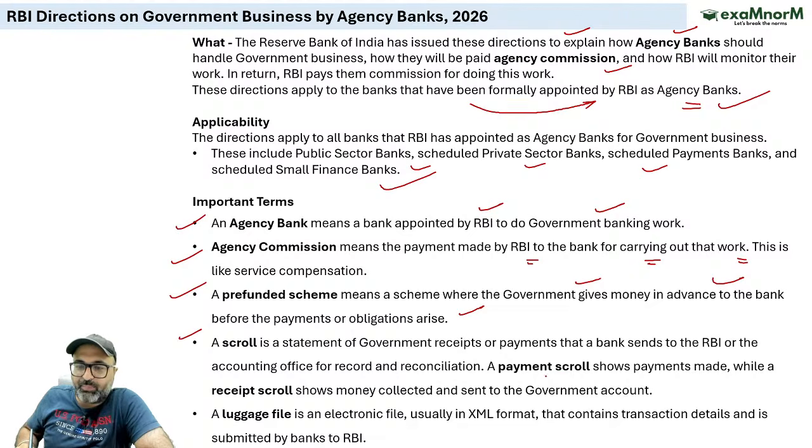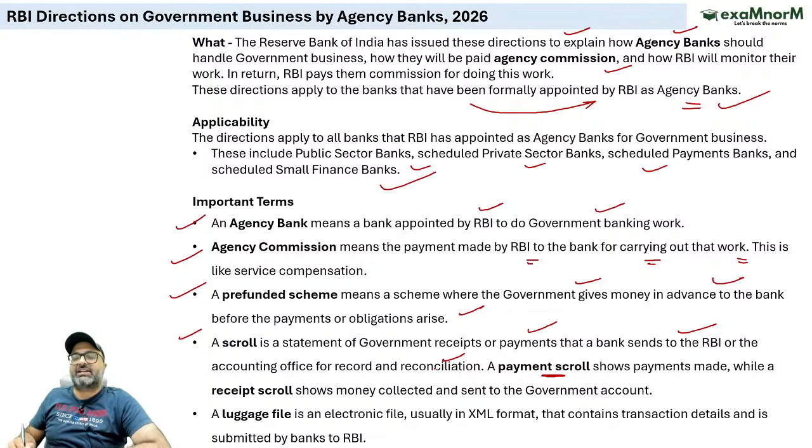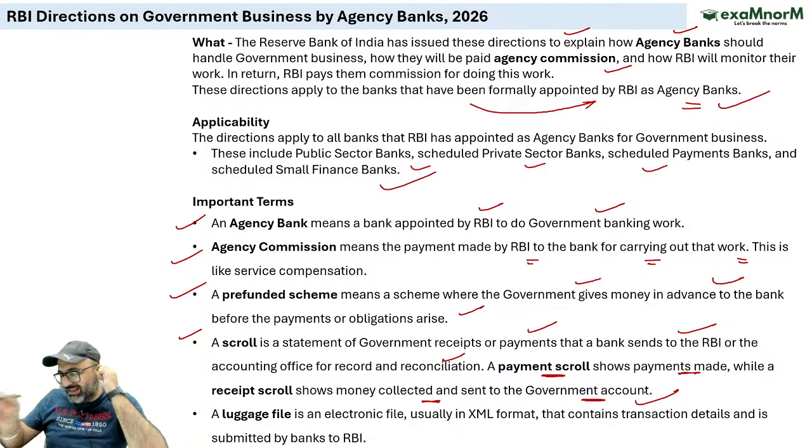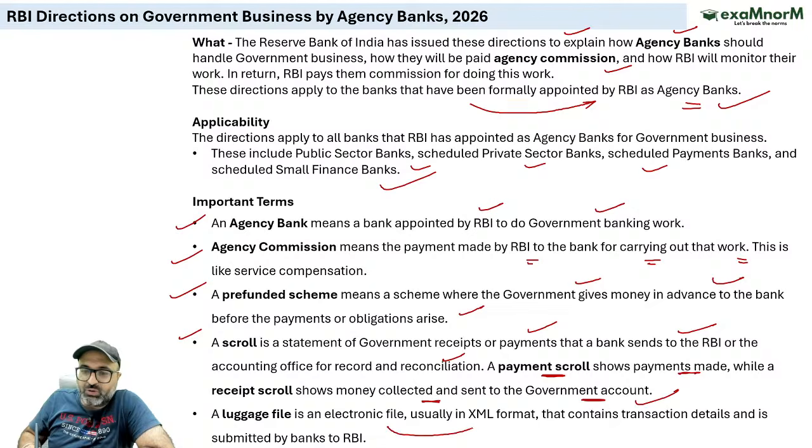What is a scroll? There is a term called payment scroll. A scroll is a statement of government receipts or payments that banks send to RBI or the accounting office for record and reconciliation. The payment scroll should show the payments made, while the receipt scroll should show the money collected by the bank for the government in the government's account. There is a luggage file. It is an electronic file, usually in XML format, that contains transaction details and is submitted by the bank to RBI.